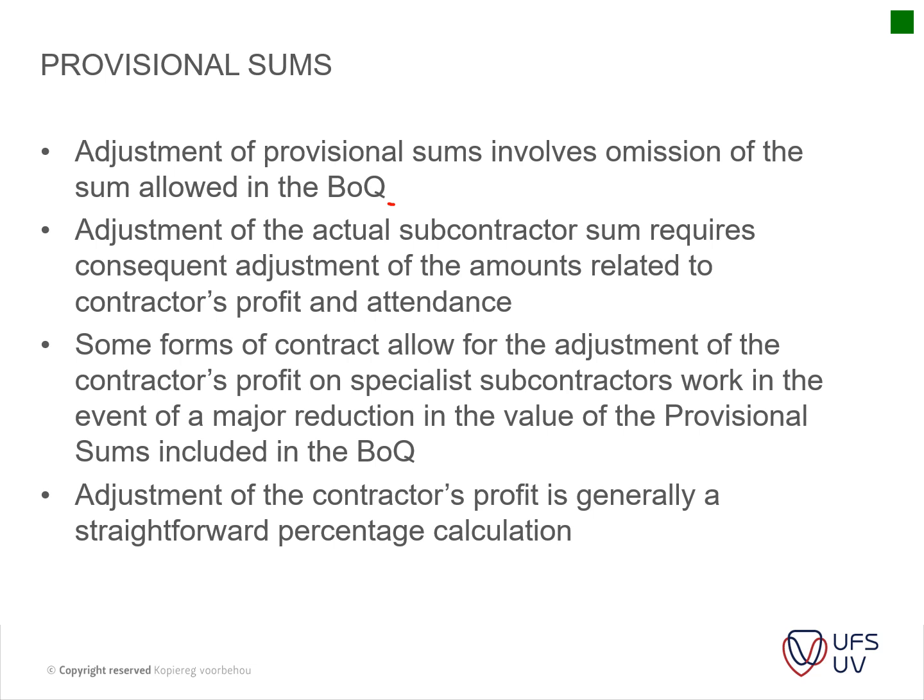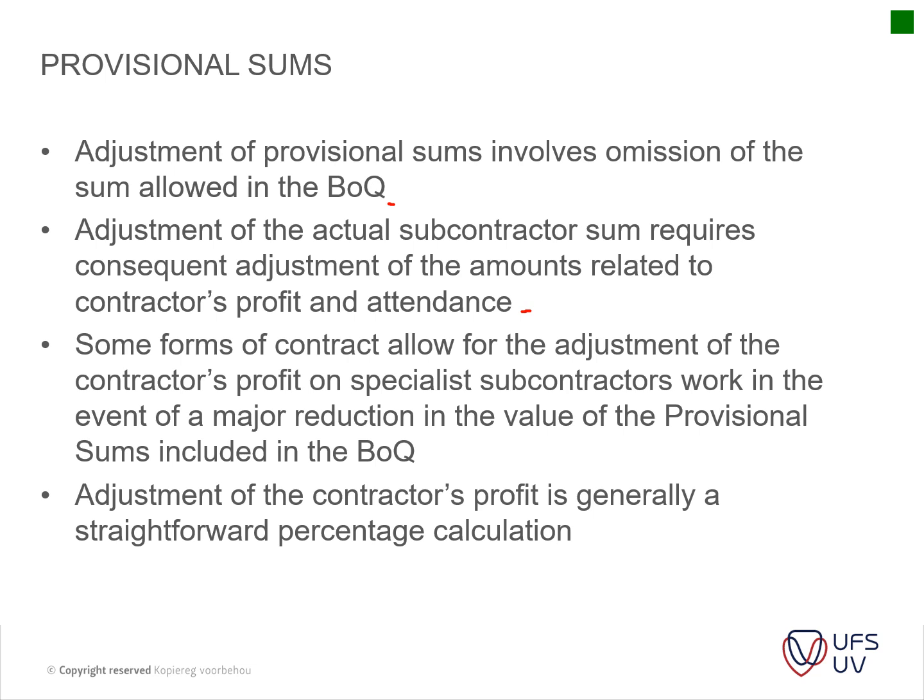Then adjustment of the actual subcontractor sum requires a consequent adjustment of the amounts related to the contractor profit and attendance. So very similar to your prime cost items. The only difference here is now it's not only the material that's applied, it is now also the installation of those items. So it's usually your subcontractor that's appointed.